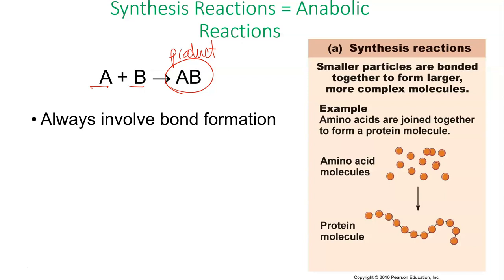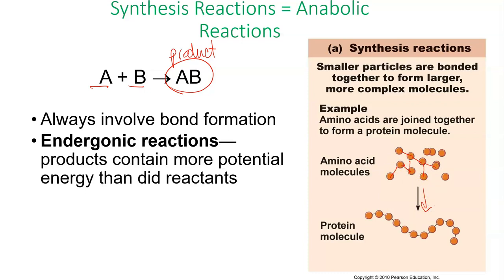One example we have here on the right are amino acids. So we join amino acids together by bonds. They're called peptide bonds, to form a protein. All right? So amino acids form bonds together to form a protein.